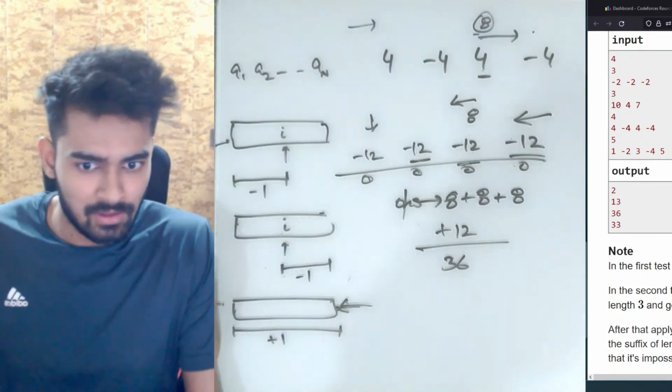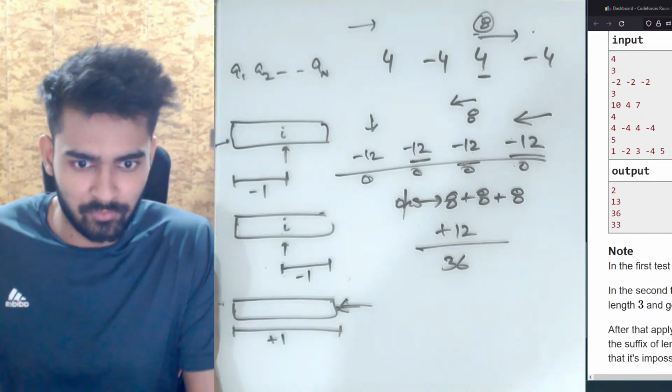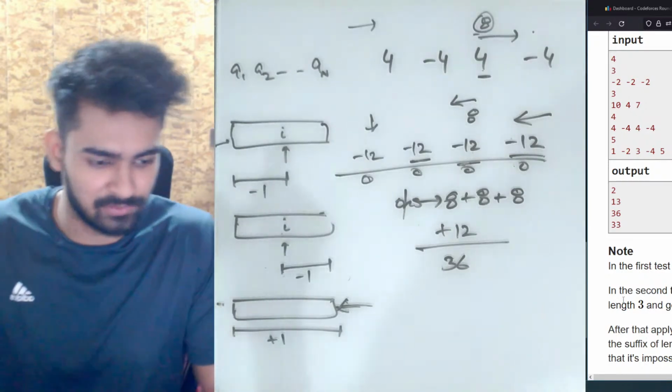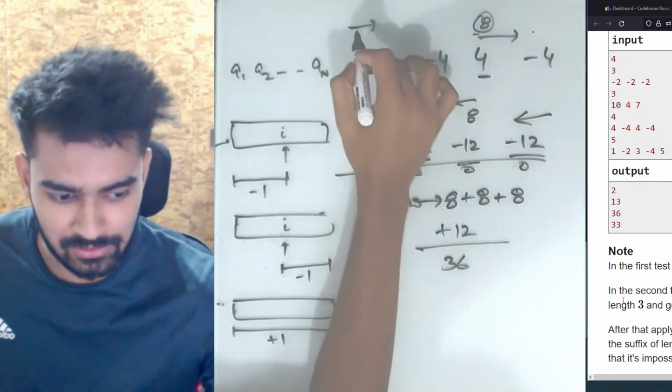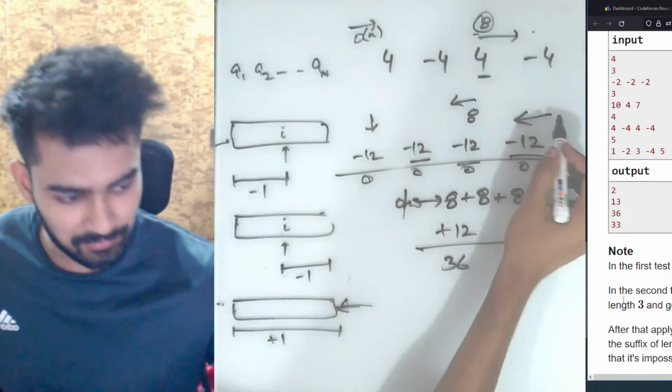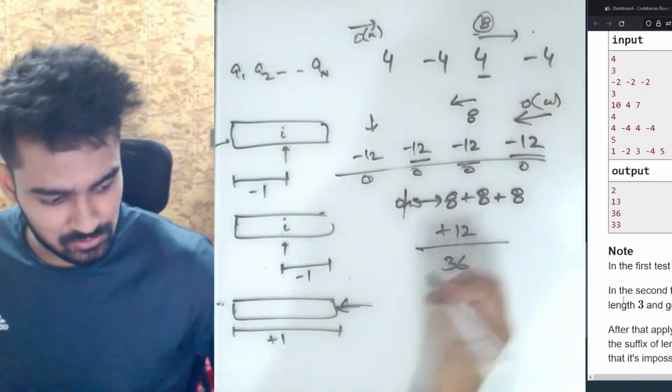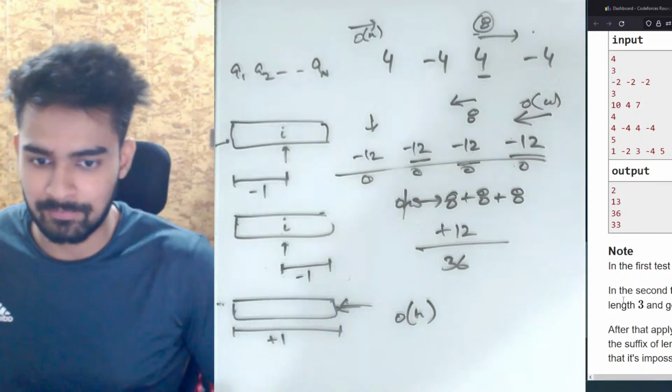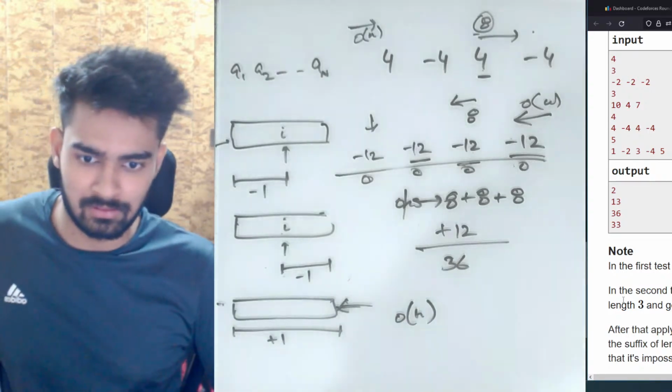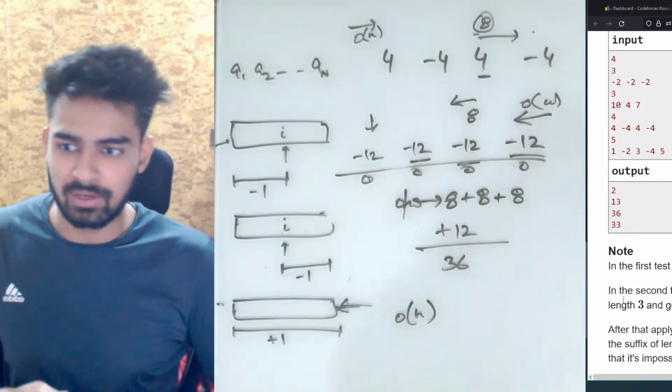You're welcome. What will be the overall complexity? It is O(n). First, we are actually moving from left to right, so that is O(n), and then we're moving from right to left, so that is again O(n). So the overall complexity is O(n) only. Is this clear to everyone?